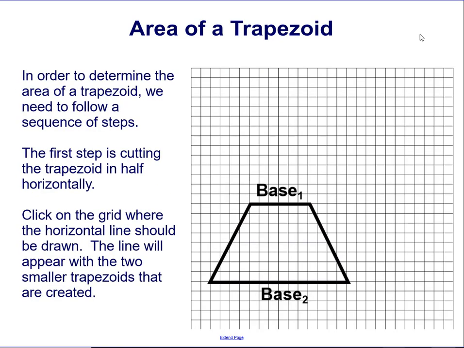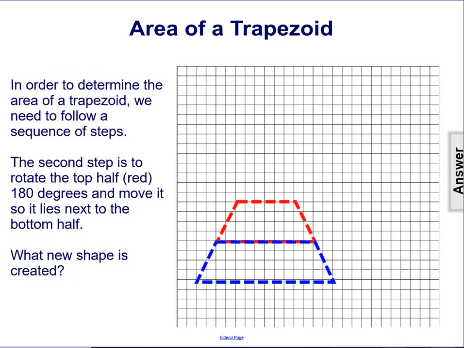In order to determine the area of a trapezoid, we need to follow a sequence of steps. The first step is cutting the trapezoid in half horizontally. If I click on the grid where the horizontal line should be shown, the line will appear with the two smaller trapezoids that are created. The second step is to rotate the top half, the red half, 180 degrees and move it so that it lies next to the bottom half. So I rotated it 180 degrees and I moved it.